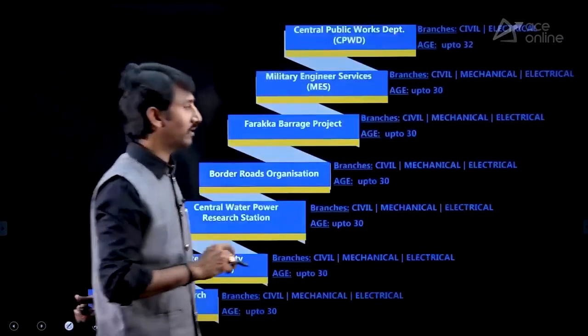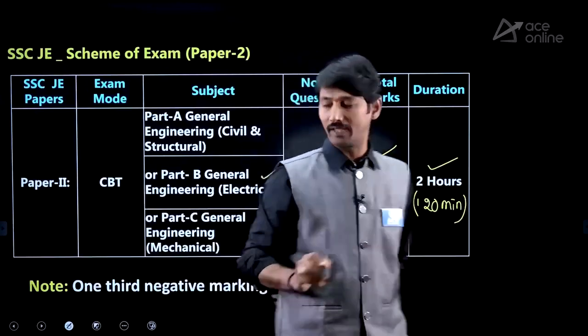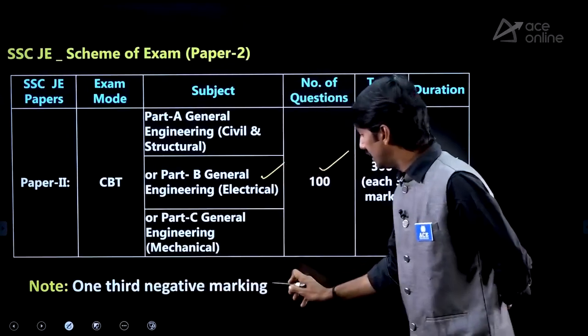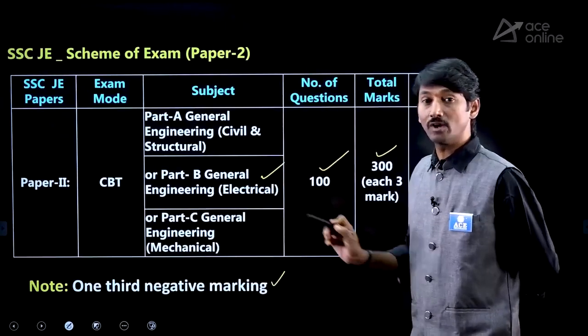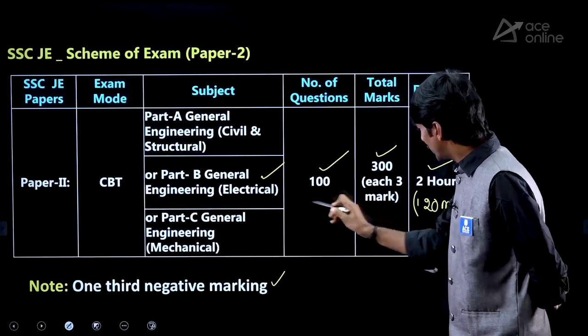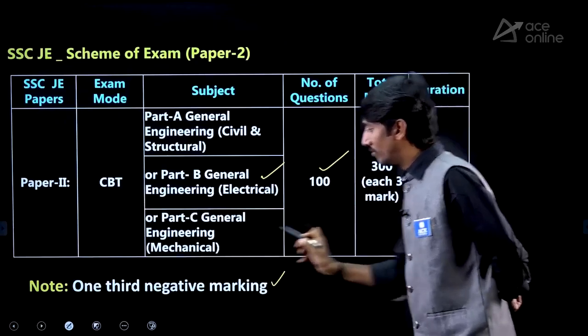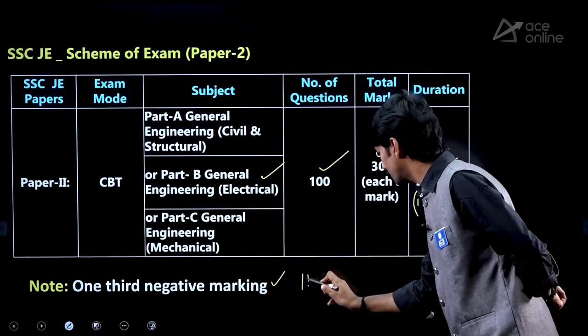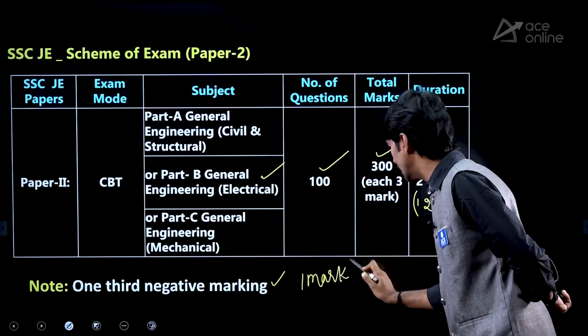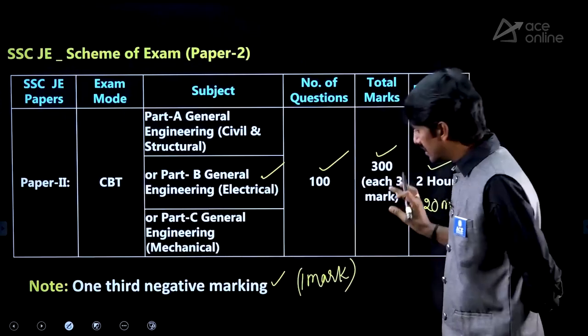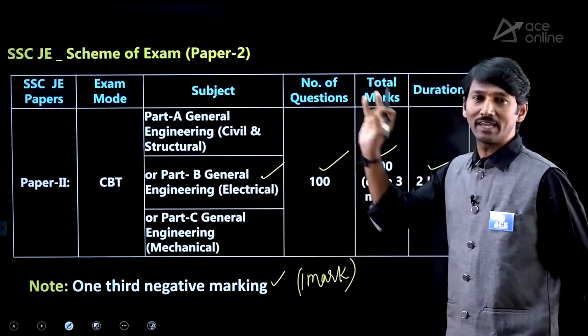Here also negative marking is there. In this, 1/3 is the negative marking: one question carries 3 marks, and 1/3 of 3 marks, that is 1 mark, is the negative marking. This is the information regarding the scheme of the paper.